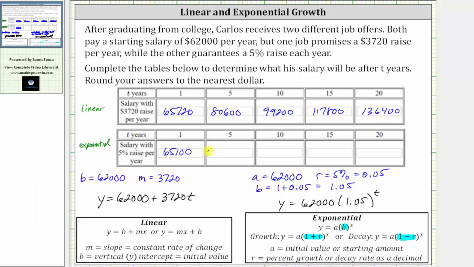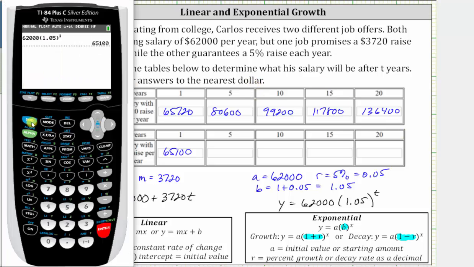For the rest of the table, we are told to round to the nearest dollar. To save time, we can press second enter, place the cursor in the exponent position and change the 1 to a 5. And then press enter. Because we have a 4 in the tenths place value, we round down to $79,129. Press second enter and change the exponent to 10, then 15, then 20.